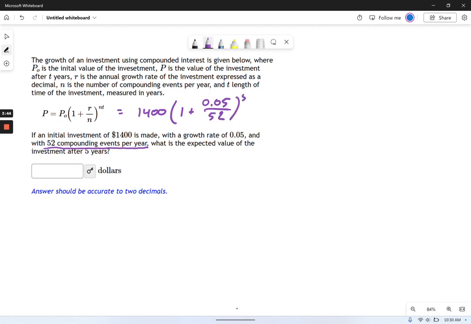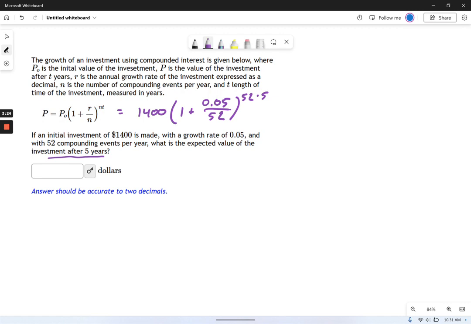And N looks like it appears in more than one place. So N's up there also in the exponent. And then T, what is T? Well, T is the length of time of the investment measured in years. And if I read further down, I see that this investment is going to last 5 years. So that's going to be 52 times 5.